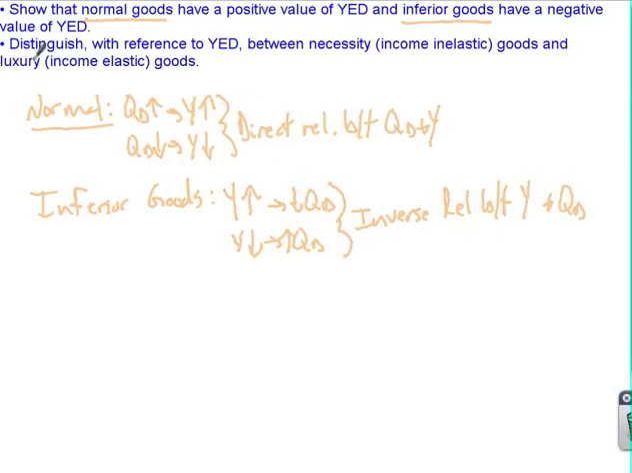All right? Now, think of another good. The one that I always like to use in class mostly is ramen noodles. All right? When you're in college, your income is probably going to be rather low. Okay? That's just the life of a college student.